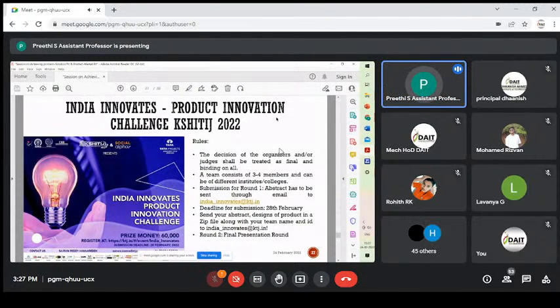The abstract can be emailed to indiainnovates@ktj.in. The deadline for submission is 20th February. You still have 4 more days. Anything could be possible in any number of days. So send your abstract and designs of your product, and then you go for the second round, the final presentation round.